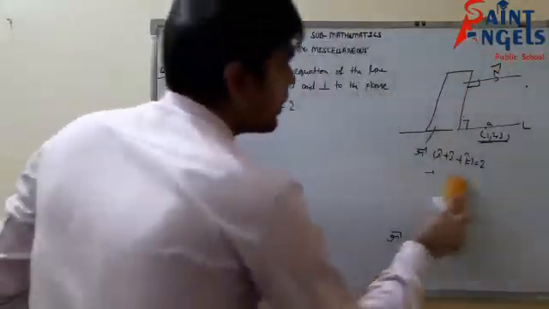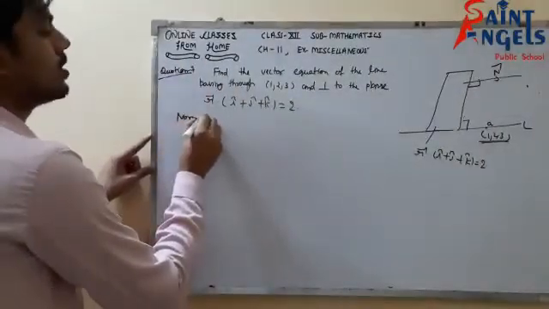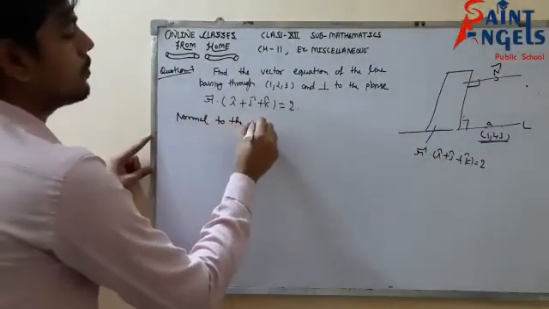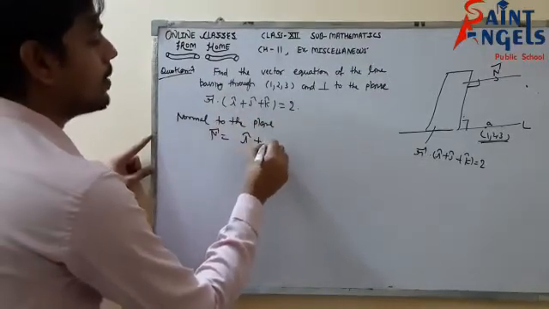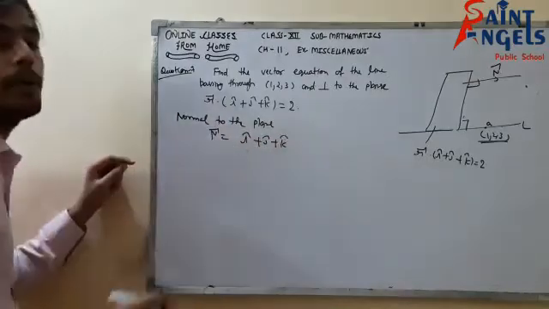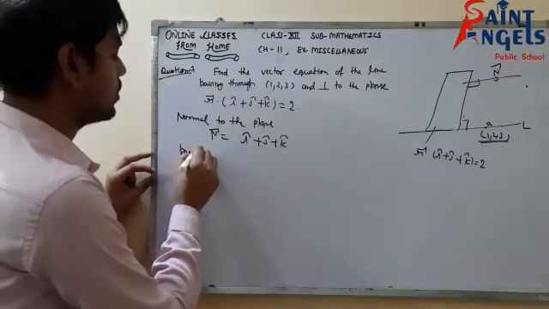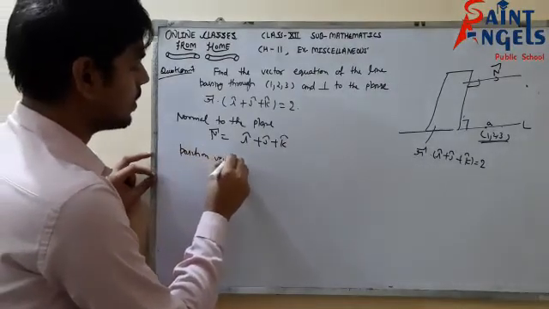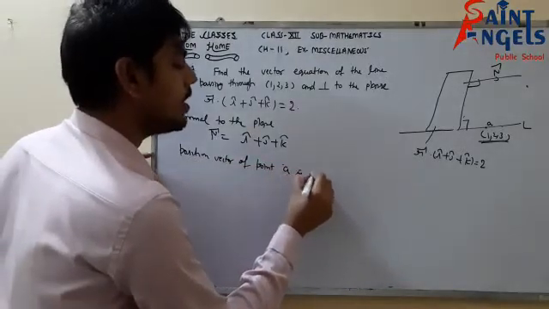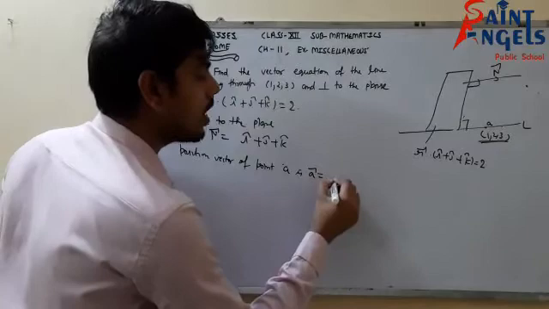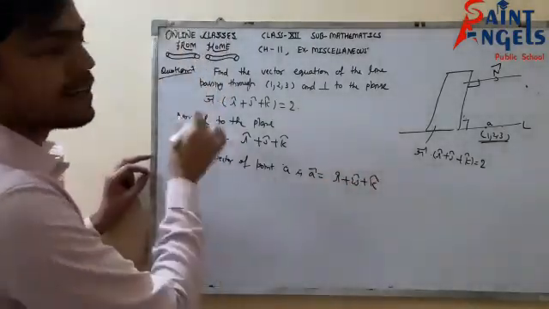So compare the equation of the plane. We can easily find the normal to the plane. The normal to the plane, n vector, equals i cap + j cap + k cap. This is the normal to the plane. Now the position vector of point A is a vector, which equals i cap + 2j cap + 3k cap. So I have a vector as well as b vector.